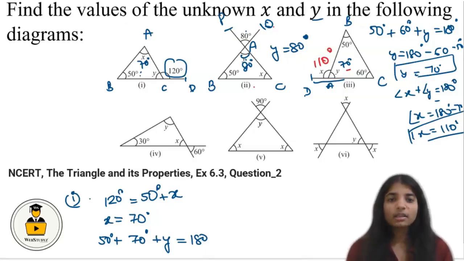Now part D. Now we are considering this fourth part. Let's say this is A, this is B, this is C, let's say this is D, and let's say this is E.